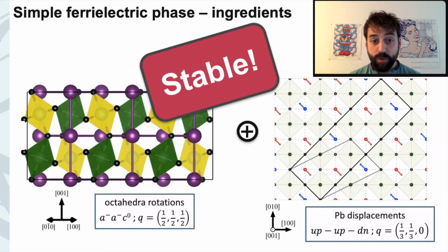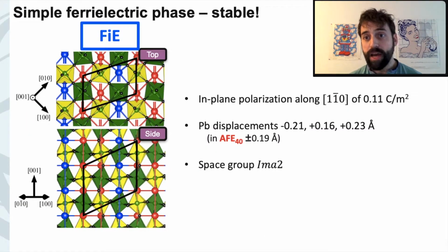Not only that, but we find that this phase, which we label FEI for ferroelectric, displays an in-plane polarization of 0.11 coulombs per square meter, and that the displacements of the lead atoms are very similar to those of the antiferroelectric phase. The oxygen octahedra do follow the a-a-c0 pattern with minor distortions, and overall the structure belongs to symmetry group Ima2.